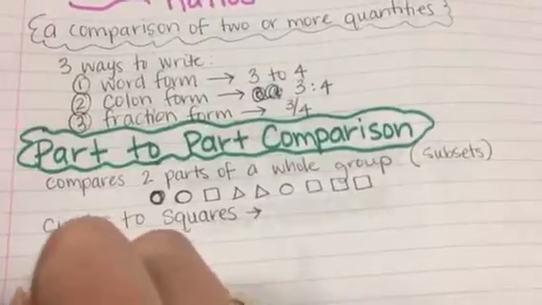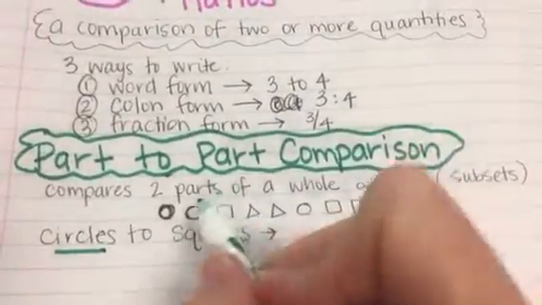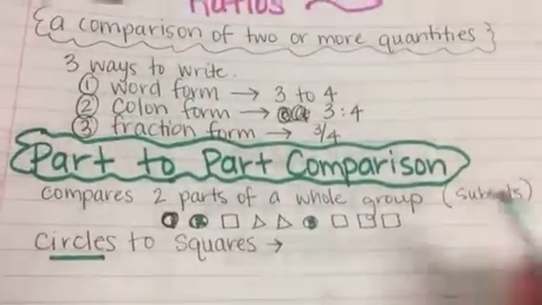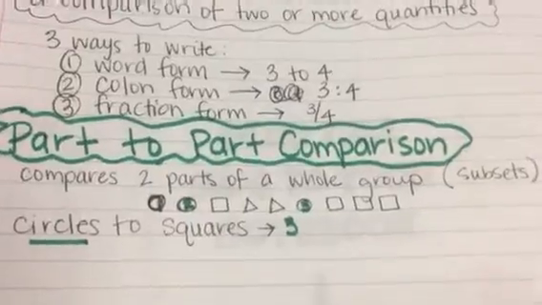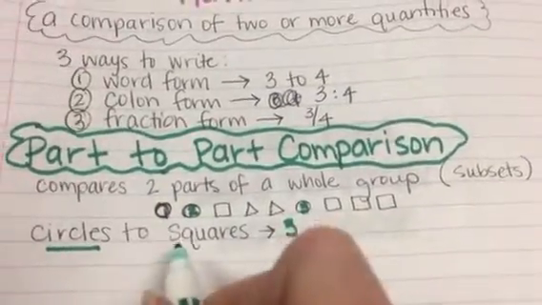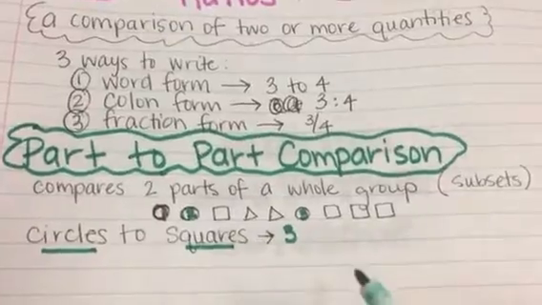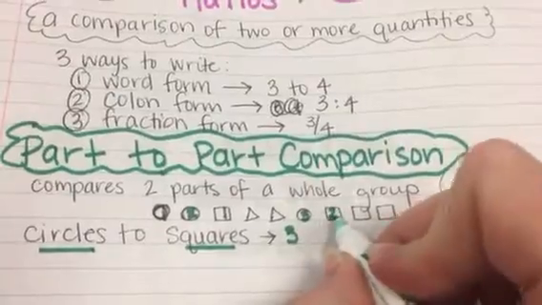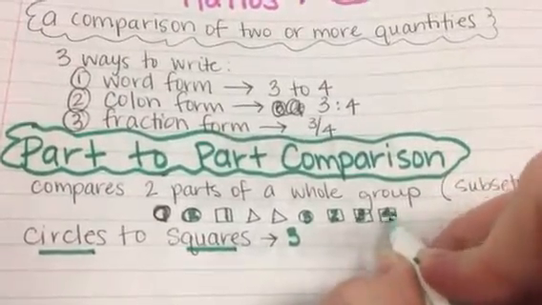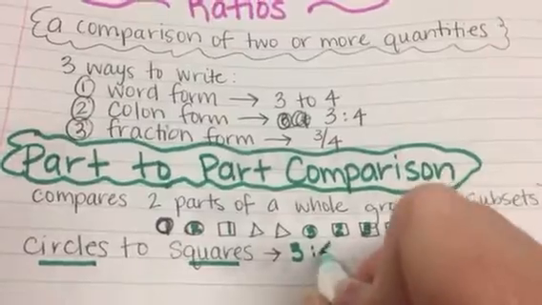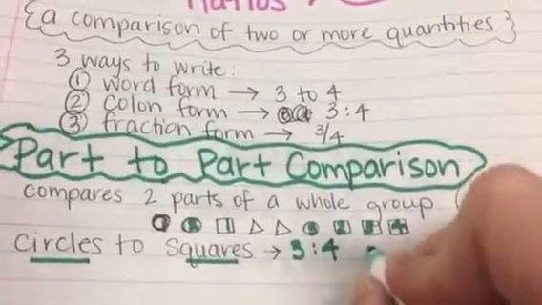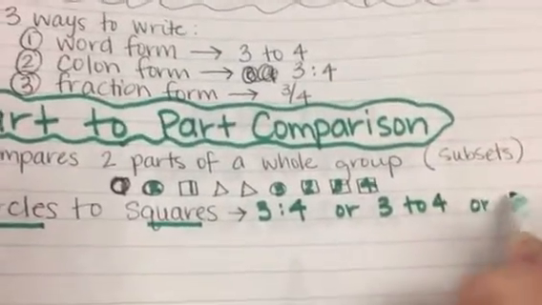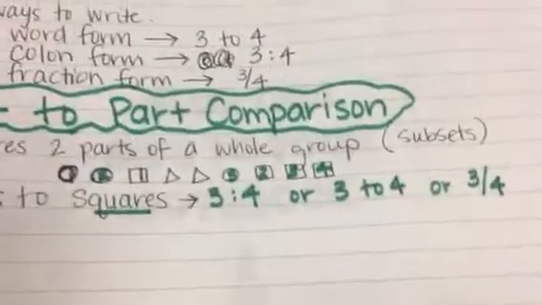So the first thing you have to ask yourself is how many circles are there? You go through and count the number of circles. 1, 2, 3. That's the first number I'm going to write down. Then I want to compare that to the number of squares. So I go through and count the number of squares. There's a square, 2, 3, and 4. So the ratio comparison is 3 to 4, or you could write it in word form as 3 to 4, or in fraction form, which is 3 over 4.